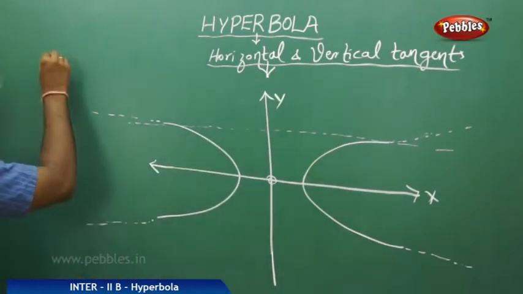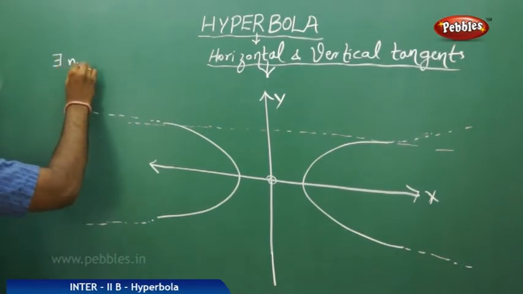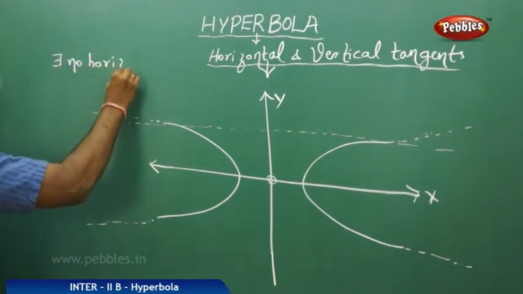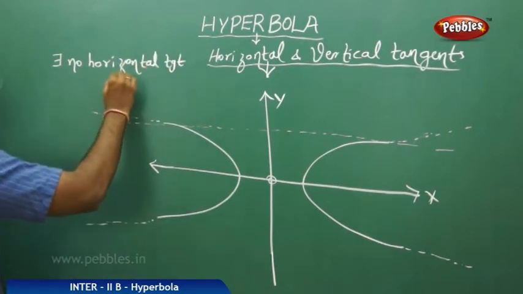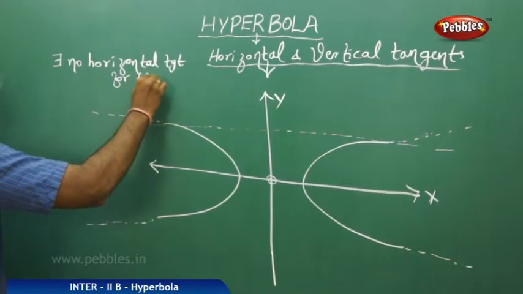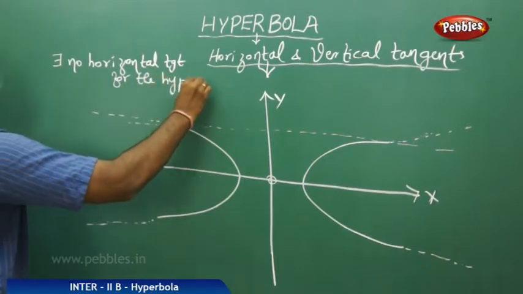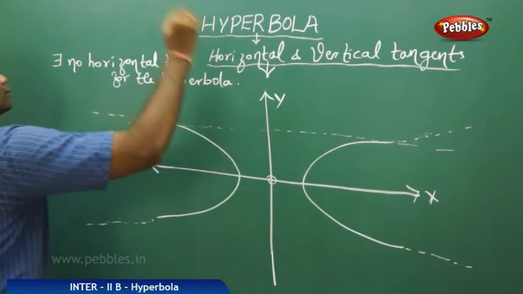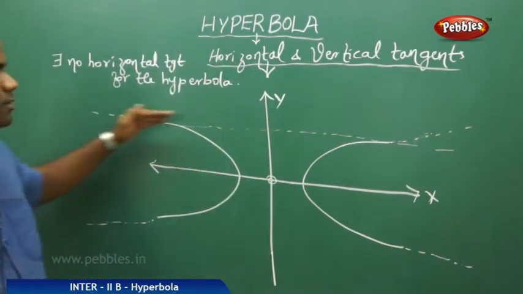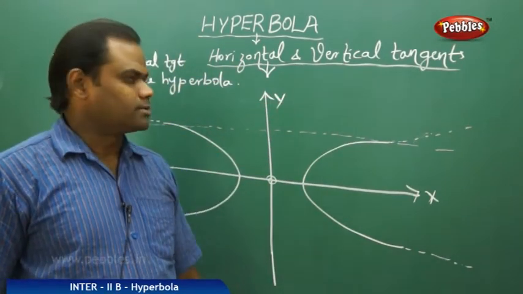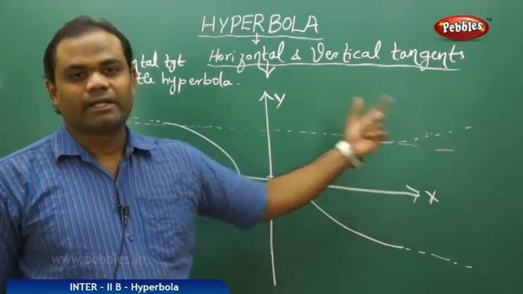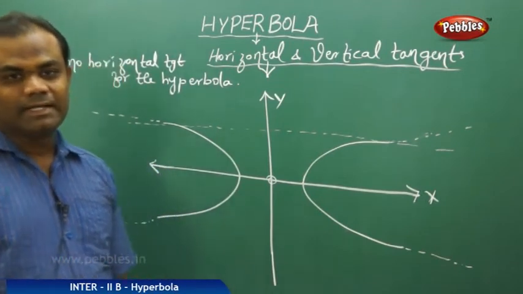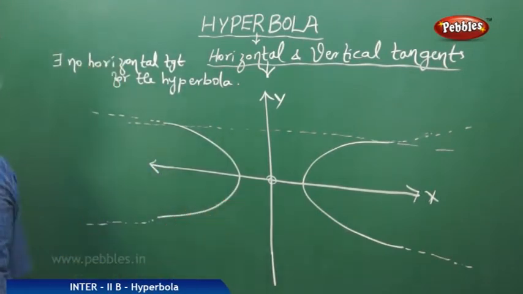So this makes us conclude that there exists no horizontal tangent for the hyperbola, because it has to cut the hyperbola at some point at the right or the left. Now let's see similarly for the vertical tangents out there.